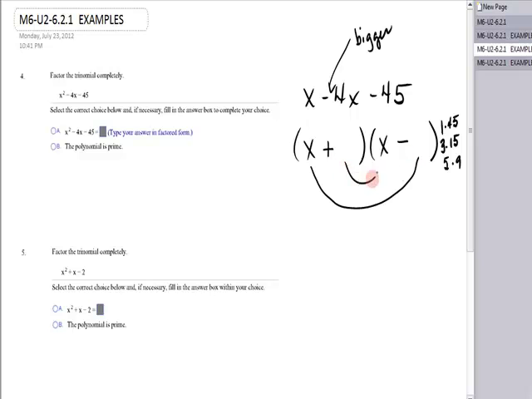Please notice this. This is the first example where the outer product is going to be negative, the inner product is going to be positive. So they're not going to add up to be 4. They're going to have a difference of 4. 5 and 9 have a difference of 4. The bigger number, which is the 9, must be with the negative. Smaller in the other spot. Let's check it. x times x is x squared. Outer product, negative 9x. Inner product, 5x. That would give you negative 4x. The product of positive 5 times negative 9 gives you negative 45.